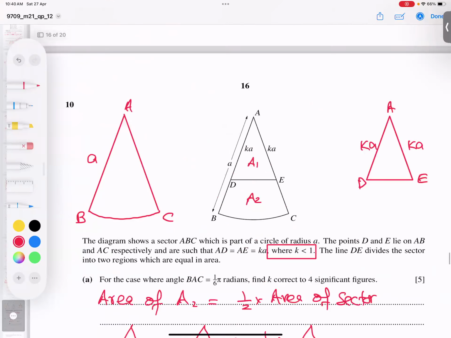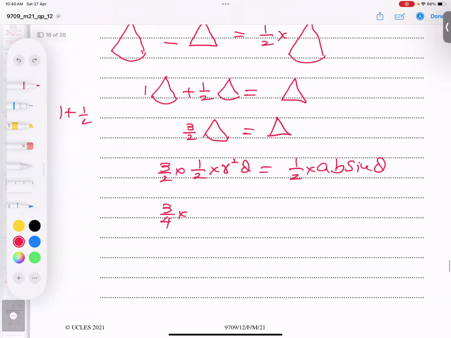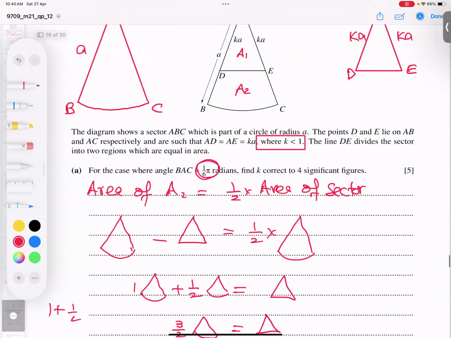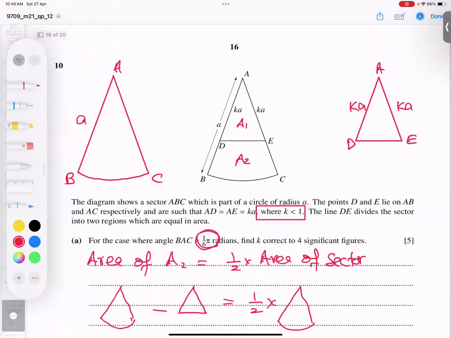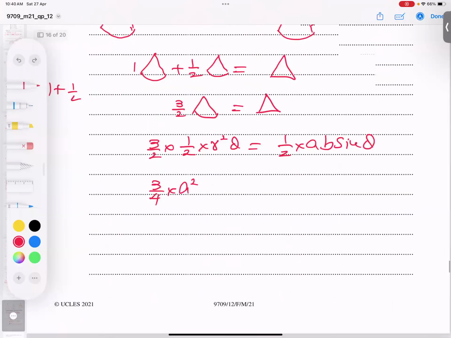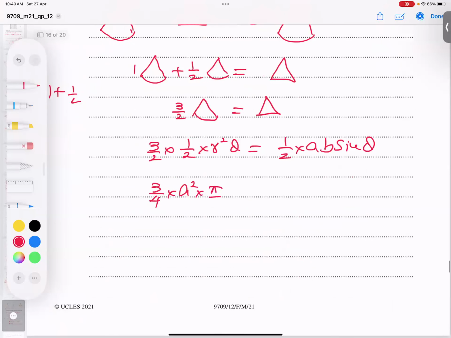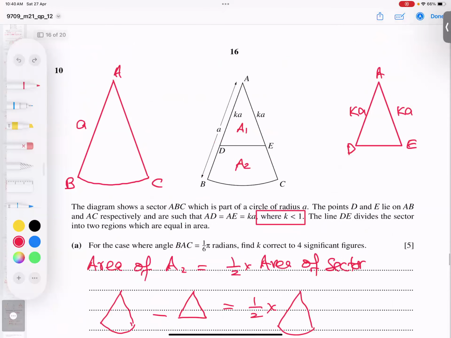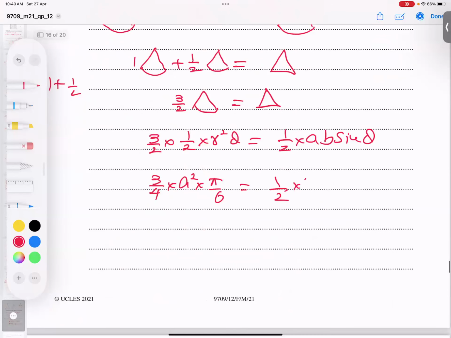So this has become 3/4 of the radius. The radius of the sector is what? A. So here I'm writing A square. Theta is theta. He's given here BSC. Wait, let me check. BSC, yeah, pi by 6. So I'm writing here pi by 6. Half, what is the radius? What is the length? KA, KA. So both lengths are KA and KA. KA into KA into sine of pi by 6.